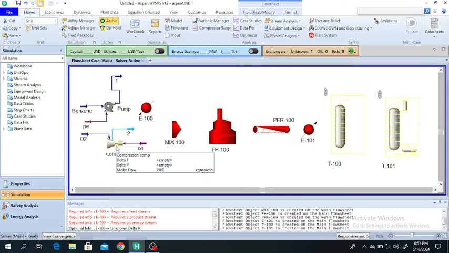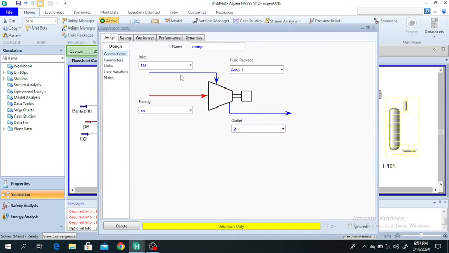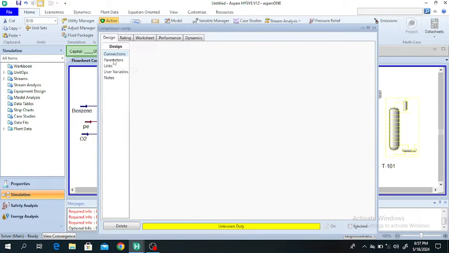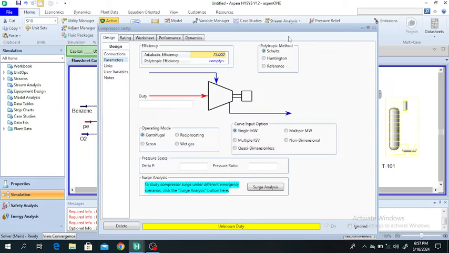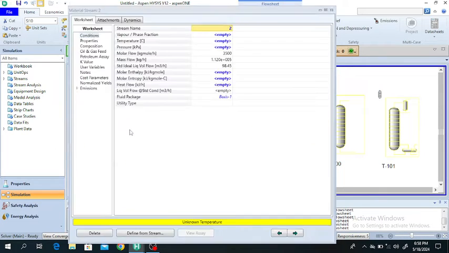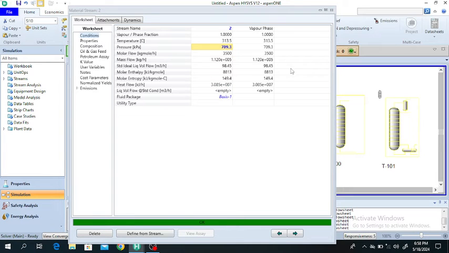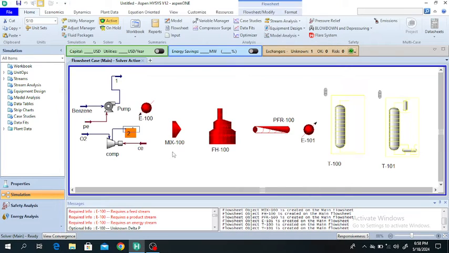This will pass through the compressor and increase the pressure and temperature of the oxygen. So double click on the compressor. Here you can see the compressor efficiency is 75. Okay, it is okay. Now double click on stream number 2. This is the compressor outlet. We have no information about the compressor outlet temperature, but the compressor will increase the pressure of oxygen from 1 atm to 7 atm, so that Aspen HYSYS will calculate the temperature of this stream. It is 313.5 degrees centigrade.